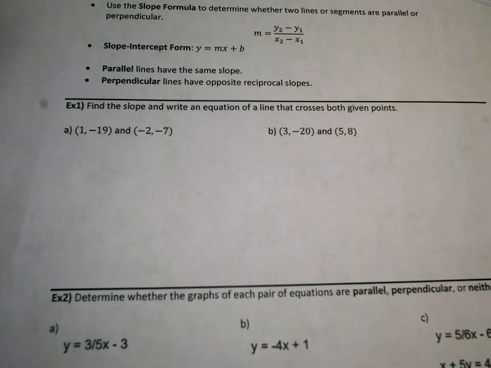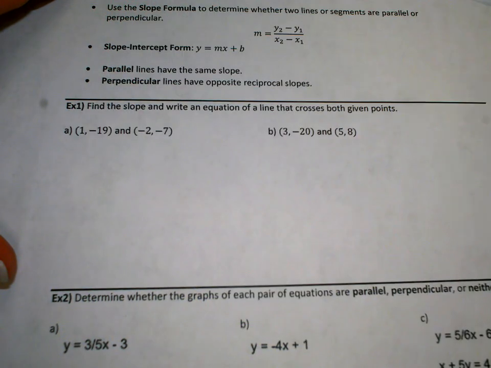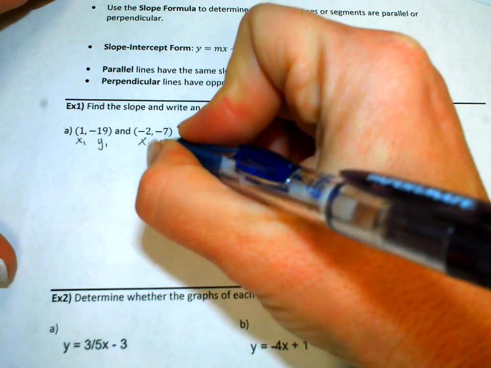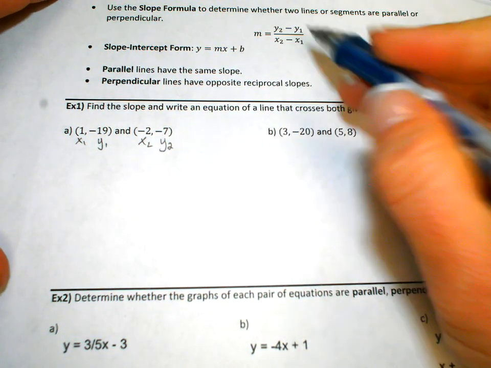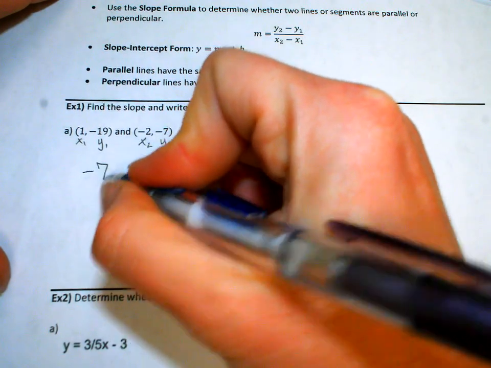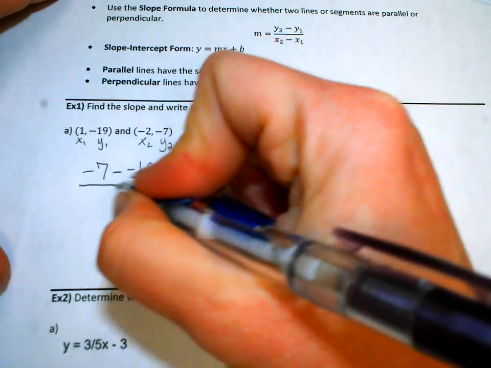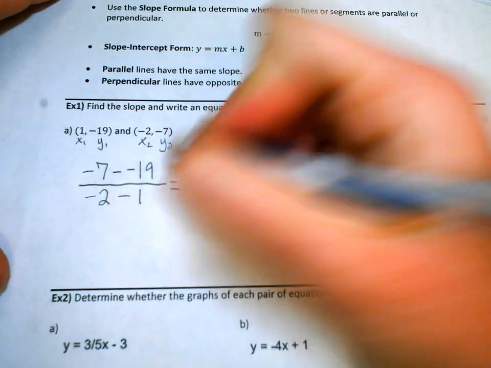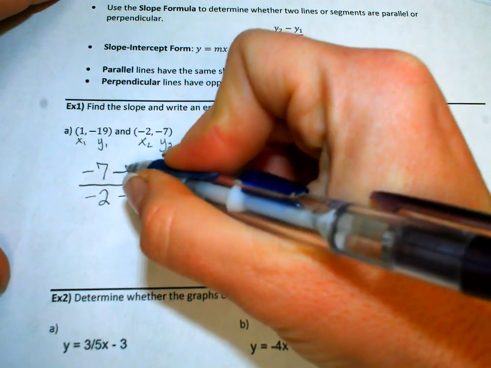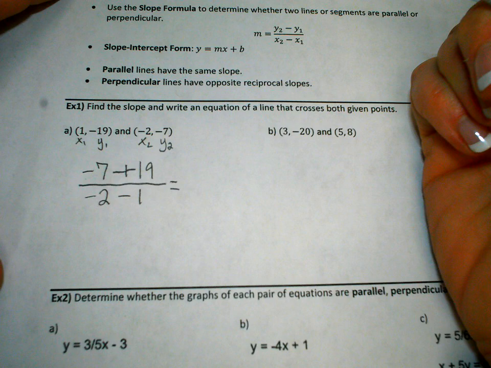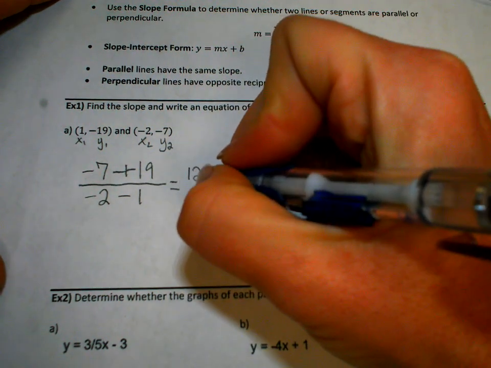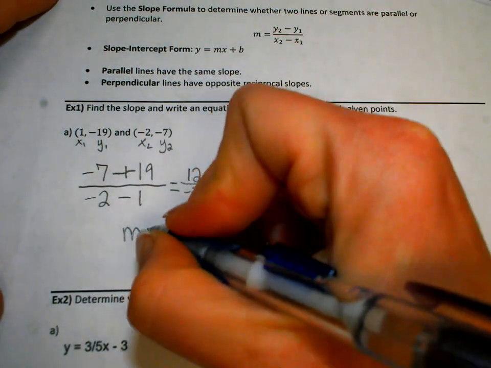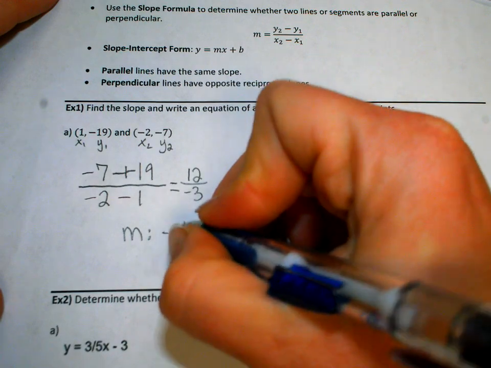Basic slope equation. This is something from junior high. Here's my x1, y1, x2, y2. So I'm just subtracting y2 minus y1. -7 minus -19 divided by x2 minus x1, -2 minus 1. Okay, well, -7 plus 19 means that I'm going to have positive 12, right? And then -2 minus 1 means I'll have -3. So my slope of these 2 lines, number M, is -4.